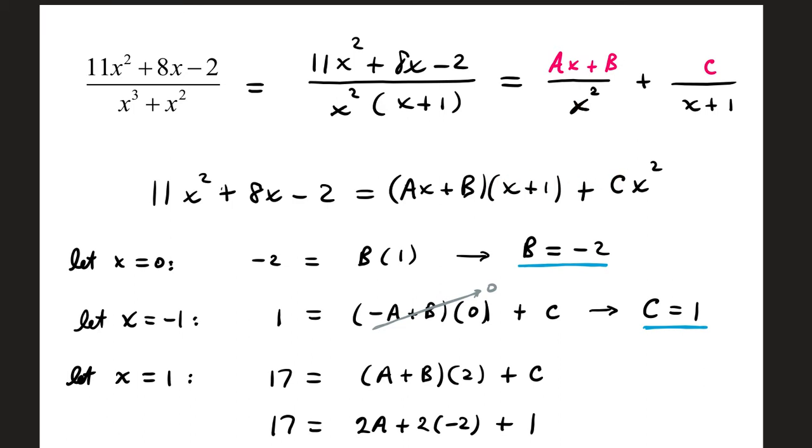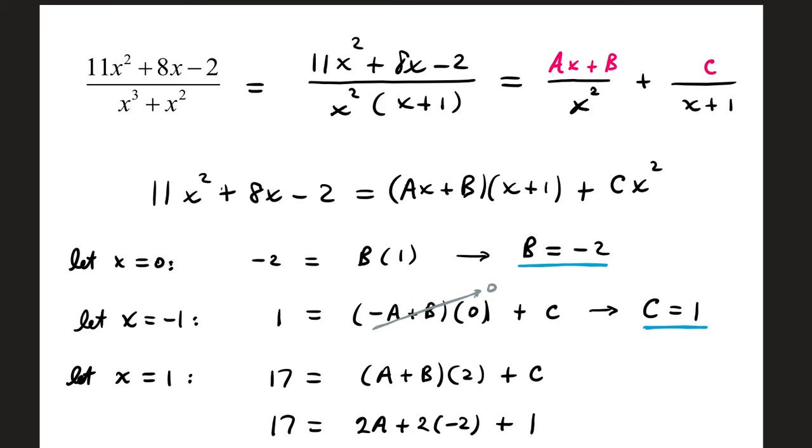All right, let's let x be 0. We're going to randomly pick some x's to try to solve for a, b, and c. If we let x be 0, that gives us negative 2 equals, if x is 0, the a term disappears, so that's b times 1, telling us that b equals negative 2. We solve that equation for b.